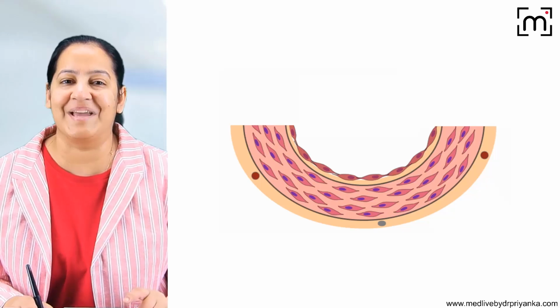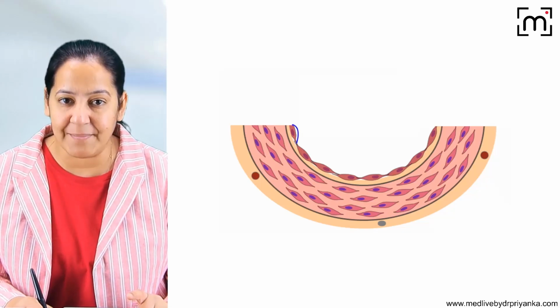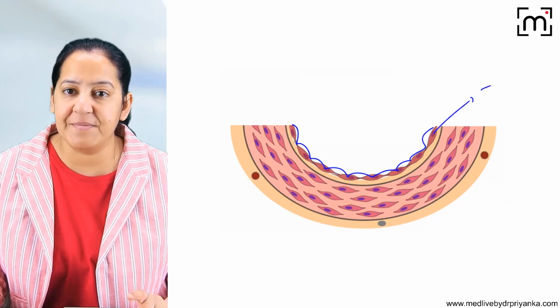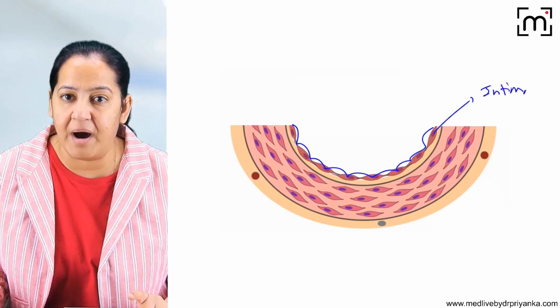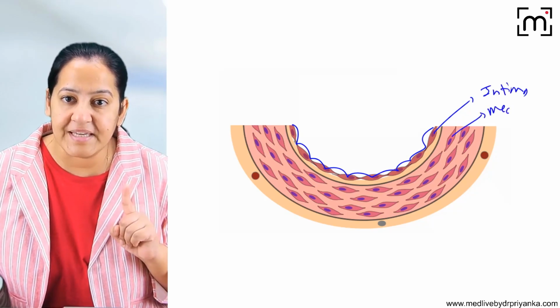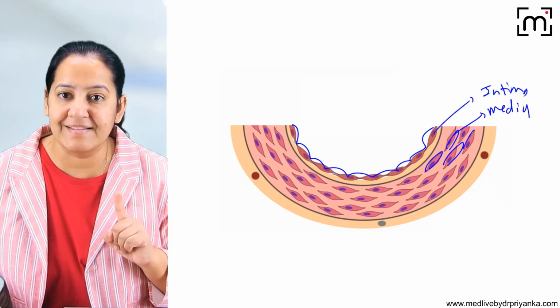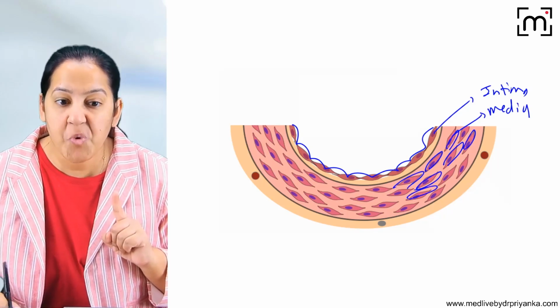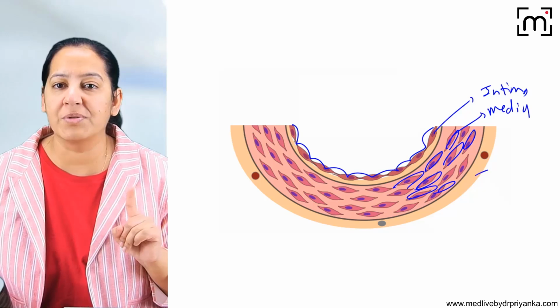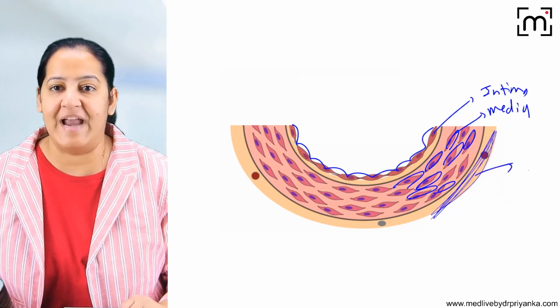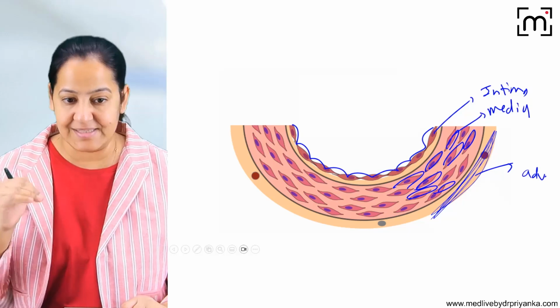Histologically, you can see the same here. The innermost is lined by the endothelial cells. This is intima. Intima is lined by endothelial cells. This one is media. You can see in the middle there is media. The media contains smooth muscle cells. And the outermost is adventitia. This one is adventitia. So you can see these are the three layers.